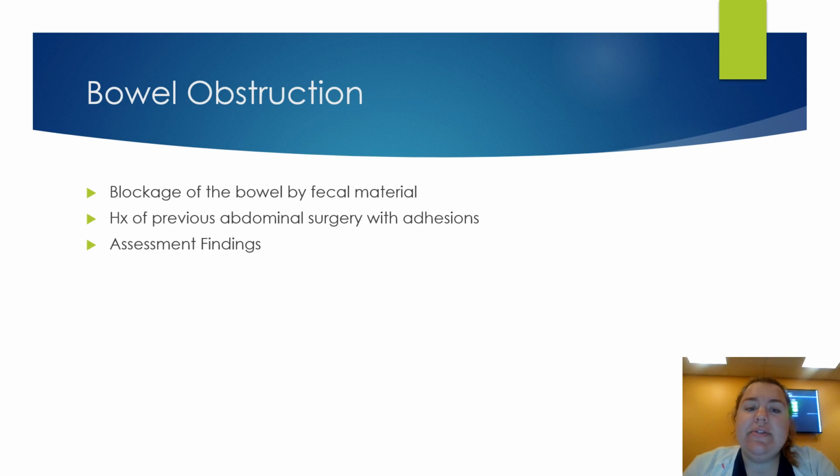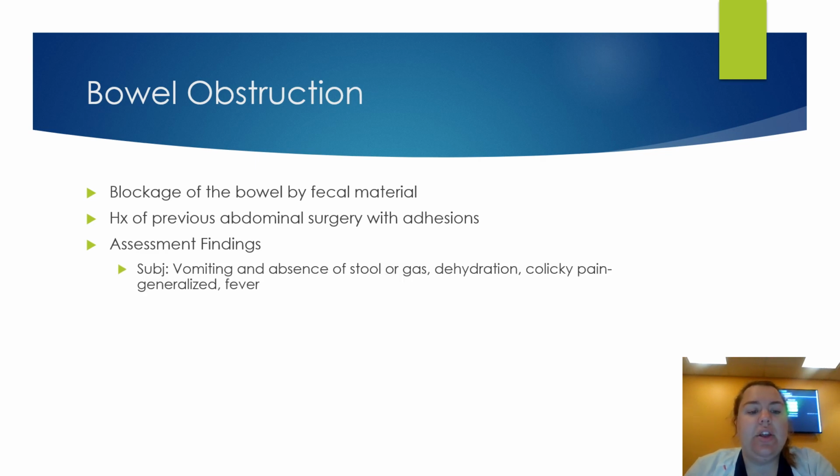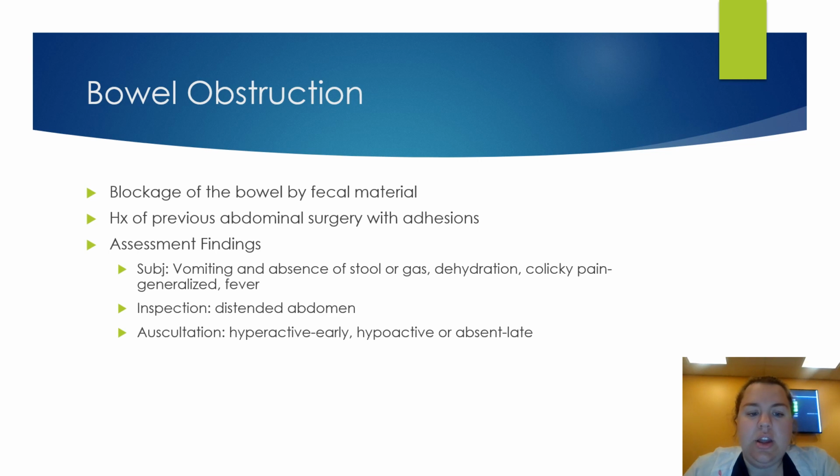Now, with your assessment findings if they have a bowel obstruction, their subjective data: they're going to be complaining of vomiting, nausea, absence of stool or gas, dehydration, a colicky pain in their stomach. It could be generalized. They could have a fever. When you're looking at them, their stomach is going to be distended, so their abdomen will be distended.